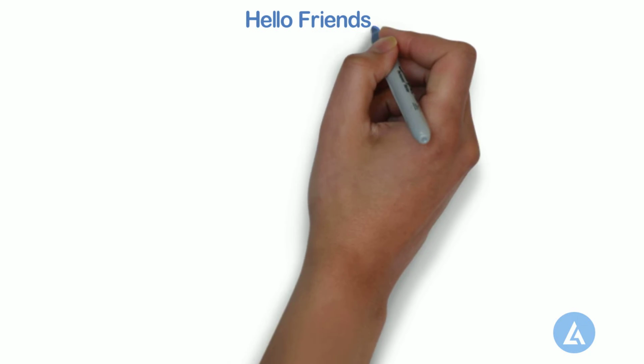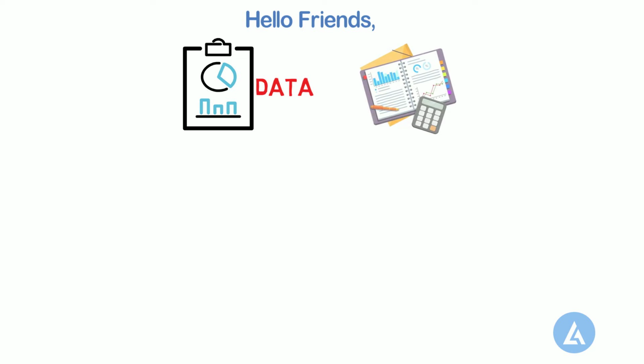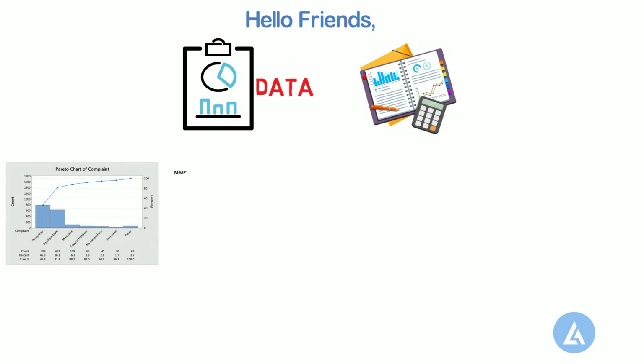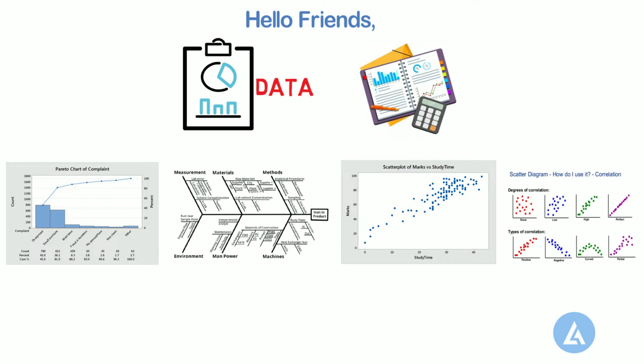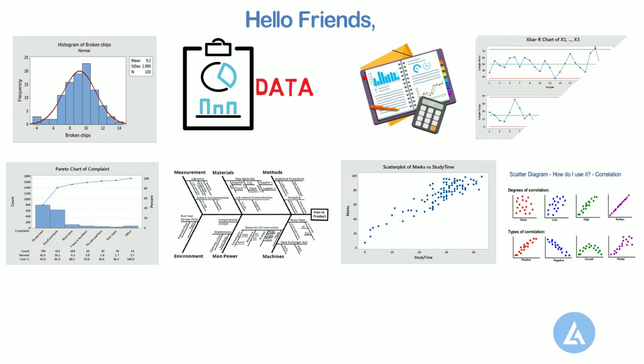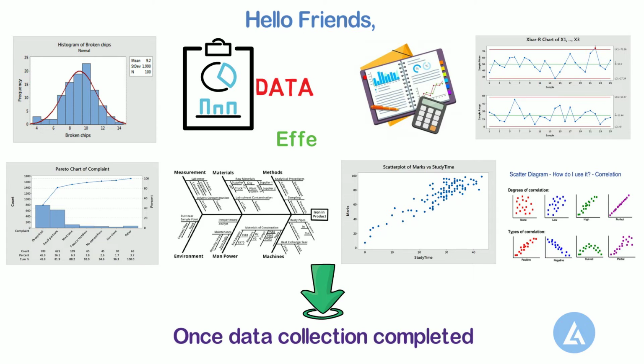Hello friends. We had seen various tools and techniques regarding how to read data and analyze it with the help of some basic tools in last videos like Pareto chart, fishbone diagram, scatter diagram, correlation and regression, histogram, and control chart. Every tool I had mentioned will come in the picture only after the data collection is completed. The power of these tools is effective only when the collection of data is effective.